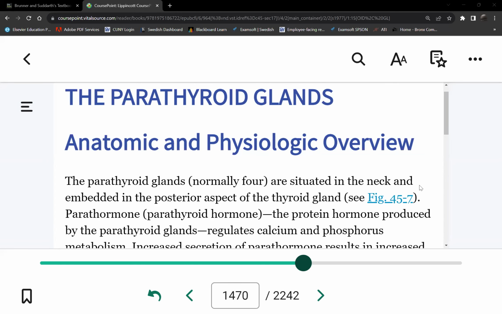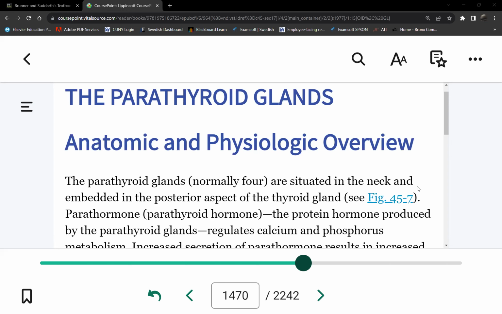There are 4 parathyroid glands located posteriorly to the thyroid gland. They have one job, which is to secrete parathyroid hormone. The only purpose of the parathyroid hormone is that it's secreted in order to increase serum calcium levels.